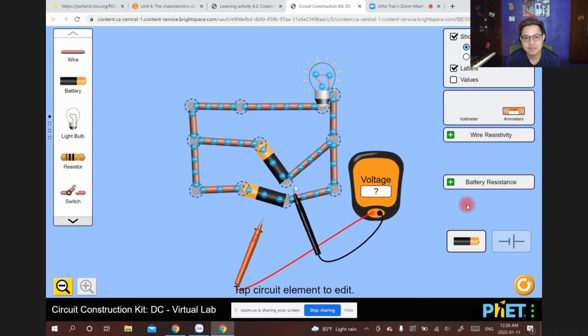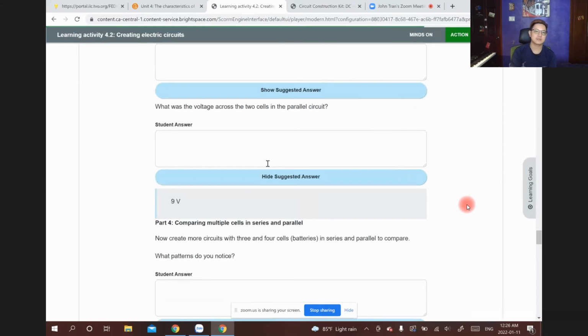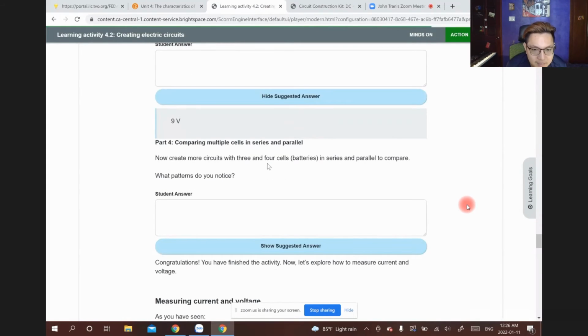The light is quite dim. You can see. Anyways, 9 volt. Comparing multiple cells in series and parallel. Create more circuits with 3 or 4 cell batteries in series and parallel to compare. What pattern do you notice?